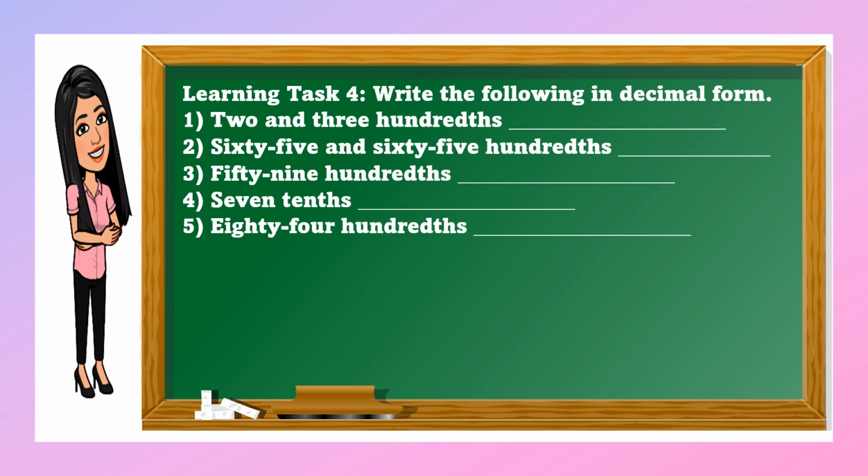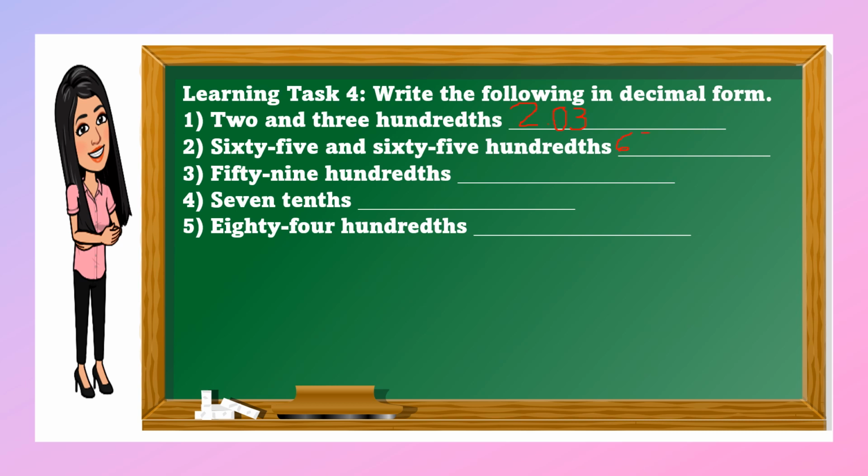Next, learning task 4, write the following in decimal form. So, as I said last time, kung paano nyo siya binasa, ganun nyo siya isusulat. So, number 1, 2 and 300. So, in decimal, 2 and, so yung "and", di ba sabi ko last time, ay decimal point. So, 2 and 300. Since hundredths ang digit niya, wala tayong number dito, so we will add 0 para maging 300 siya. Number 2, 65.